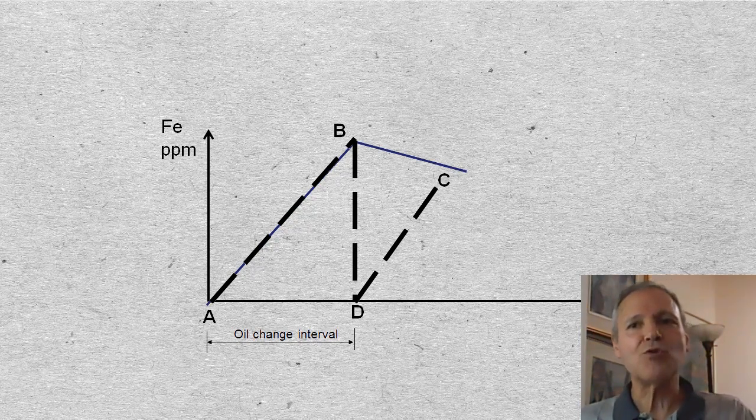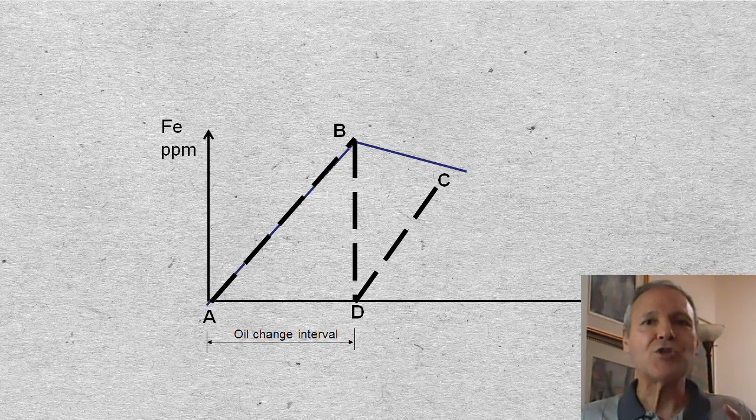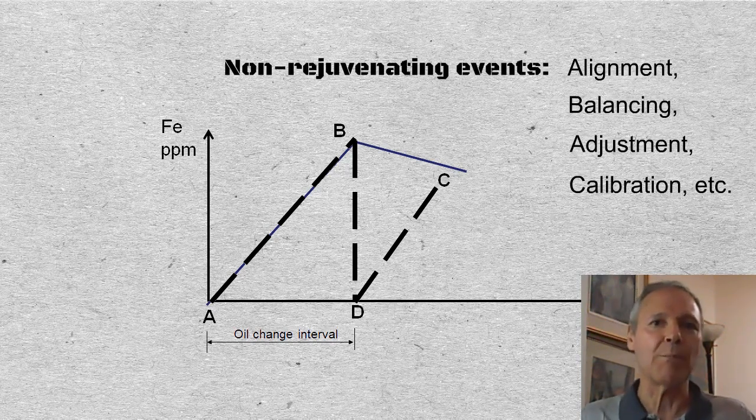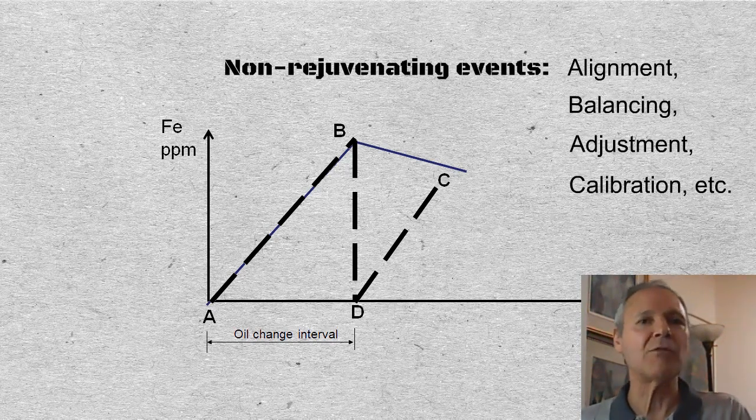Whatever model we use to track the condition of our equipment should not be misled into thinking that the equipment health has inexplicably improved. Instead, our decision process should account for the oil change, which we call a non-rejuvenating event. Other examples of non-rejuvenating events that may impact condition data are alignment, balancing, adjustment, calibration. If those activities will impact the condition data used for predictive decisions, they should be accounted for in the model.